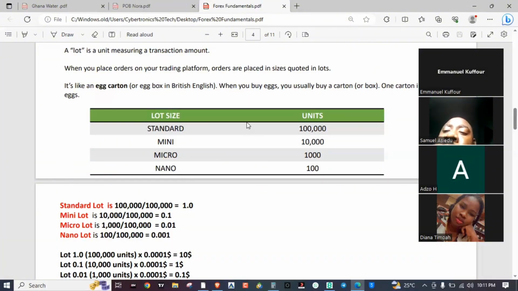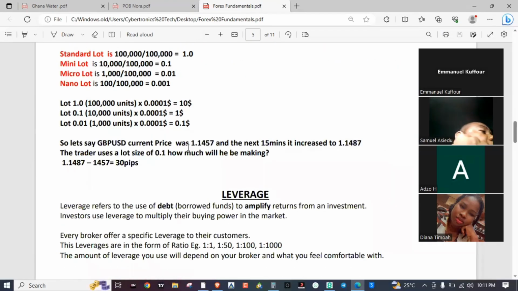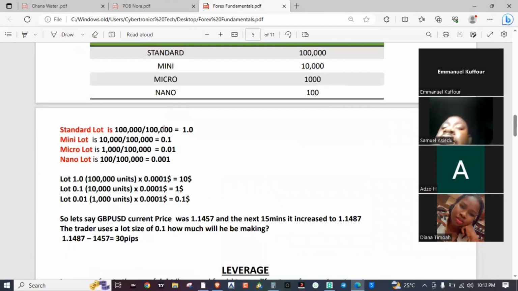Now let me show you something. How did we arrive at this? Okay, so the standard lot size is what? It's 100,000 units. Then we have the mini lot size, which is 10,000 units. Then we have the micro lot size, which is 1,000 units. Then we have the nano, which is 100 units.